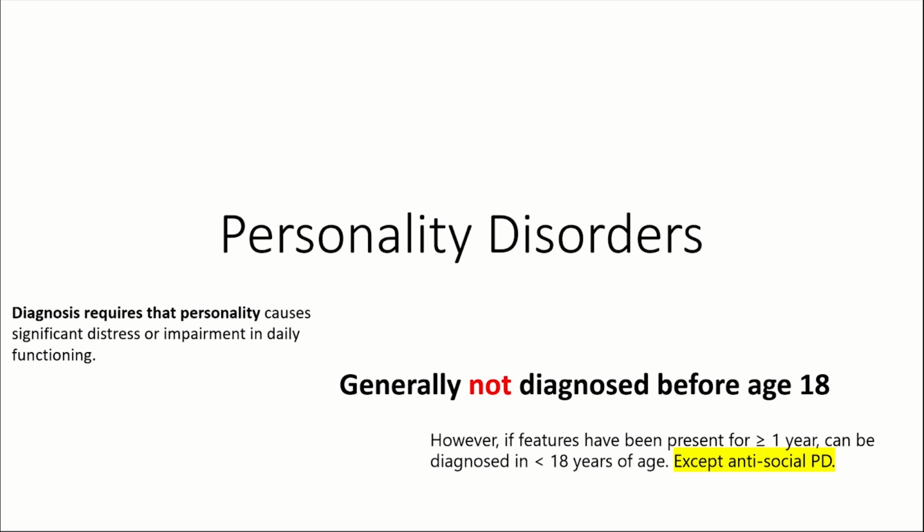Personality disorders are generally not diagnosed before age 18, but most of them can be if it has been present for more than a year, with the exception of antisocial personality disorder, which has to be diagnosed after age 18. Before that, it's called conduct disorder, but you don't need to know that for the MCAT. It's a different diagnosis, but it's kind of the precursor to antisocial personality disorder. About 50% usually convert as an adult.